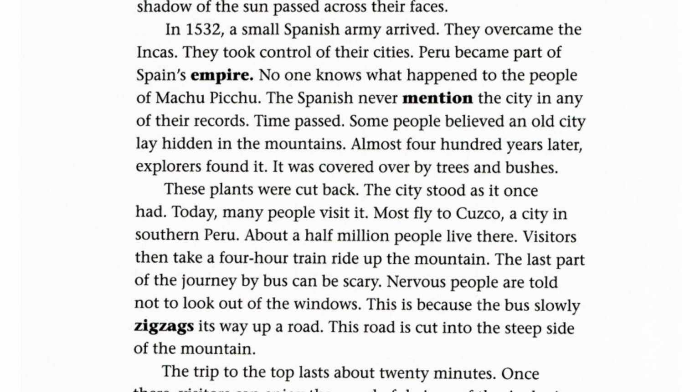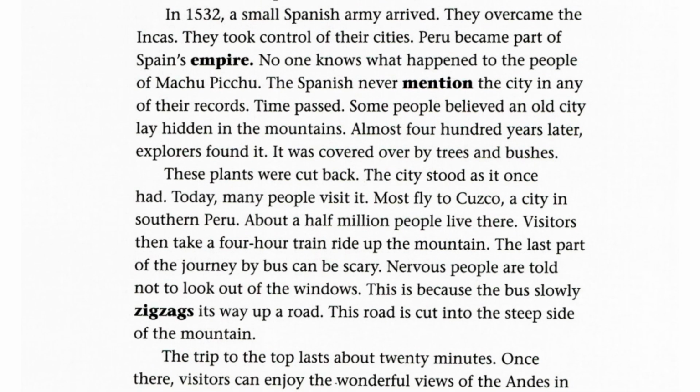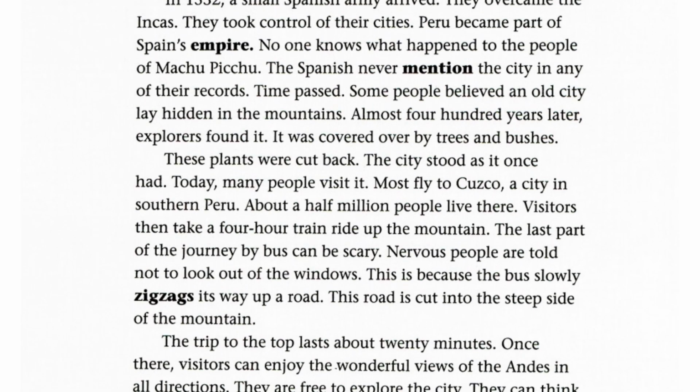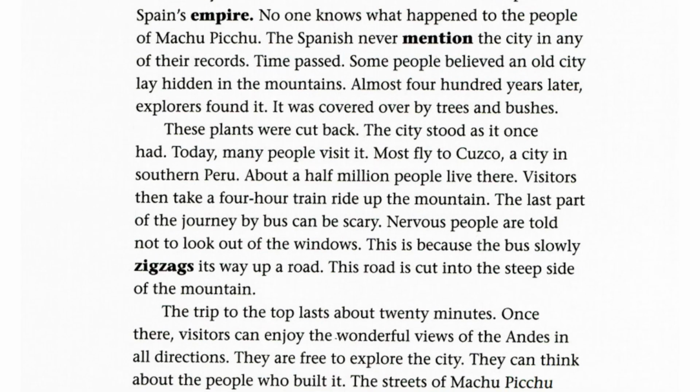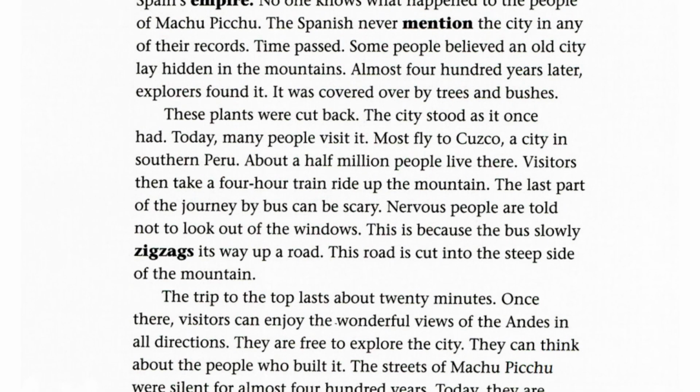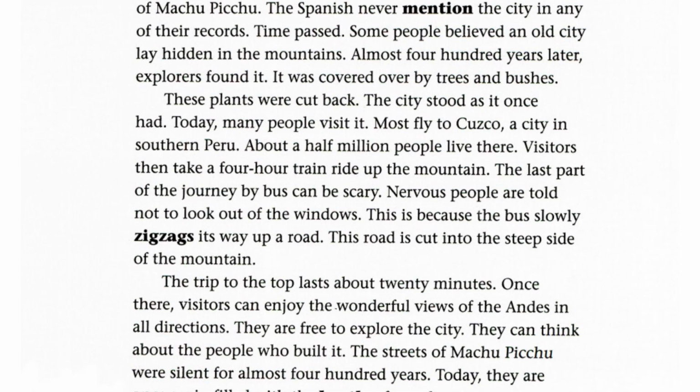Most fly to Cusco, a city in southern Peru. About 500,000 people live there. Visitors then take a 4-hour train ride up the mountain. The last part of the journey by bus can be scary. Nervous people are told not to look out of the windows.